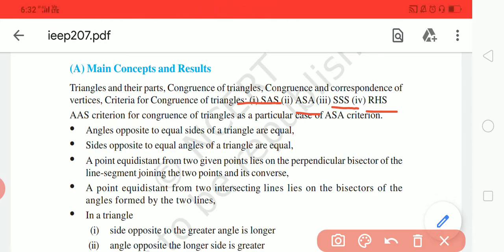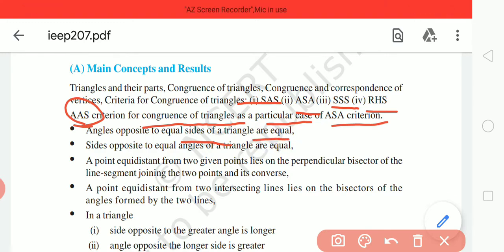And the AAS criterion for the congruency of triangles is a particular case of the ASA criterion, right? It is the particular case in which you have two angles and one side equal. Now, angles opposite to the equal sides of a triangle are equal. You know, if you have two equal sides, then the opposite angles are also equal.